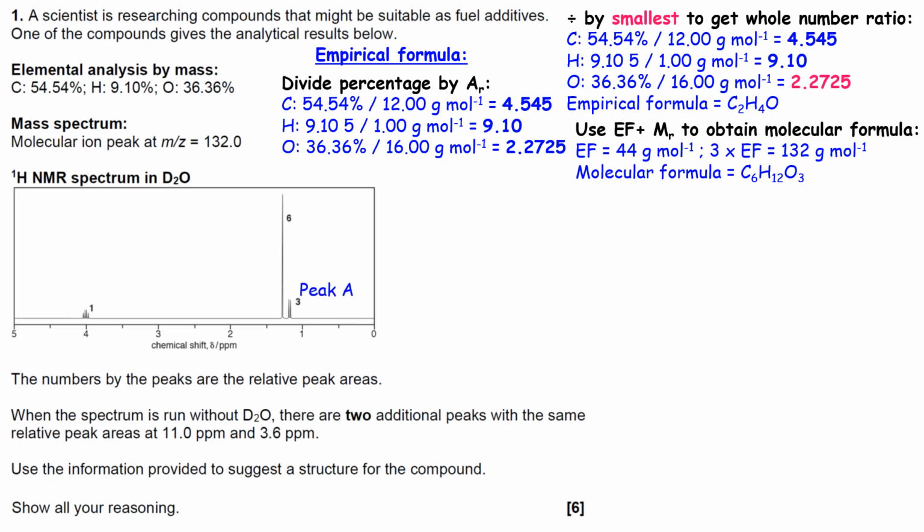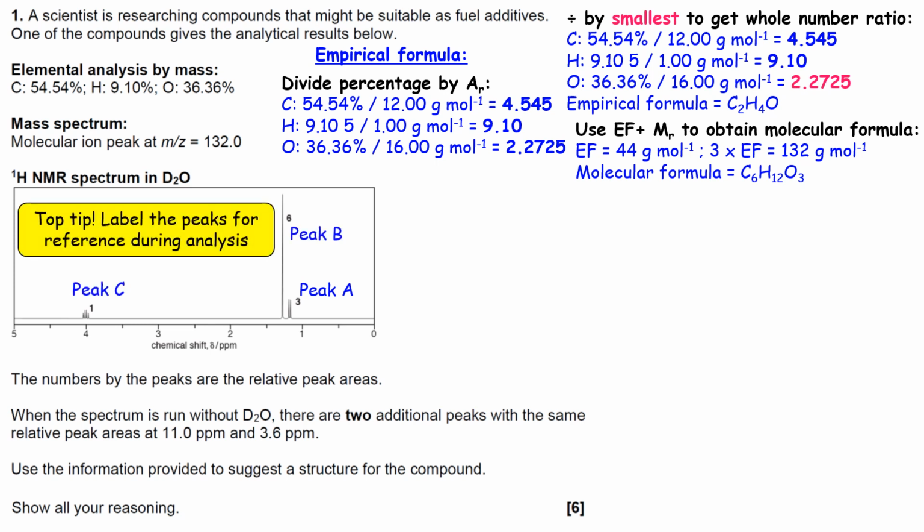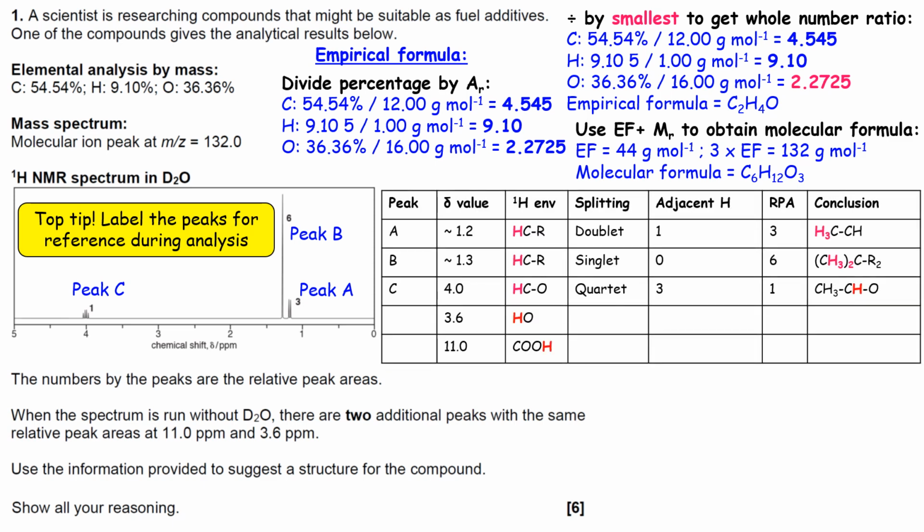C6H12O3. So when you do an analysis of an NMR spectrum, I'd recommend labeling the peaks so you can refer to them in the analysis. Now you can write out the analysis as sentences if you wish, but it's much better and much easier, I think, to maybe do it as a table, which allows you to park the information and not get confused or trip over your ideas.